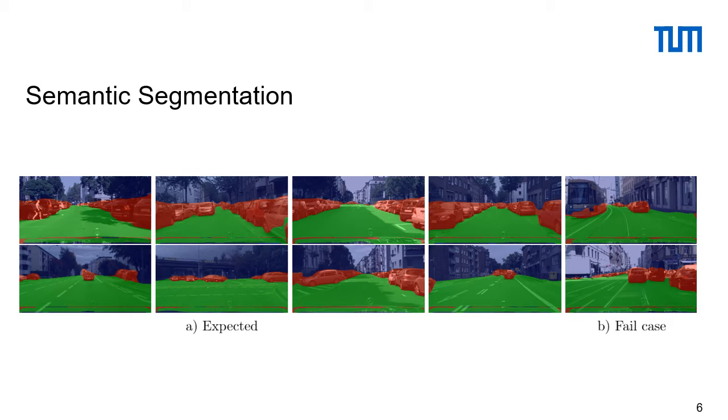There are also some systematic failure cases that can be seen on the right side, especially trucks from the side with uniform surface, and dynamic objects like trains, which are not identified as dynamic but as static objects.